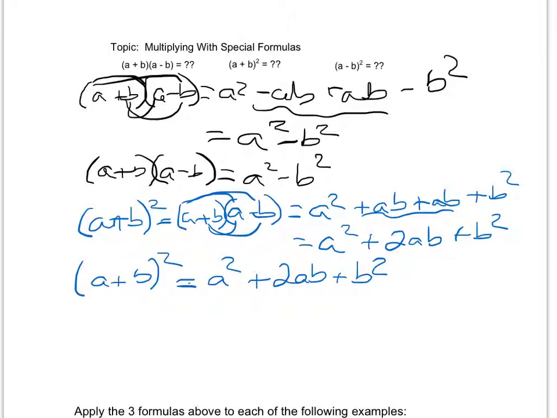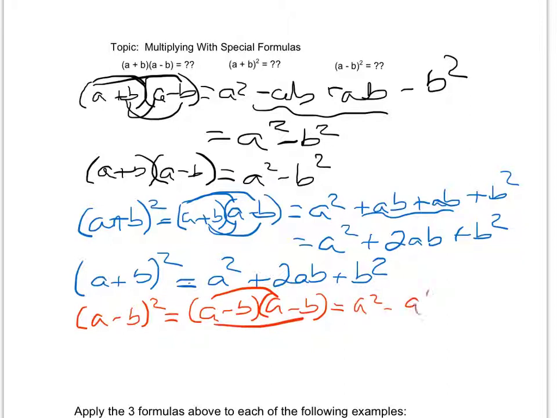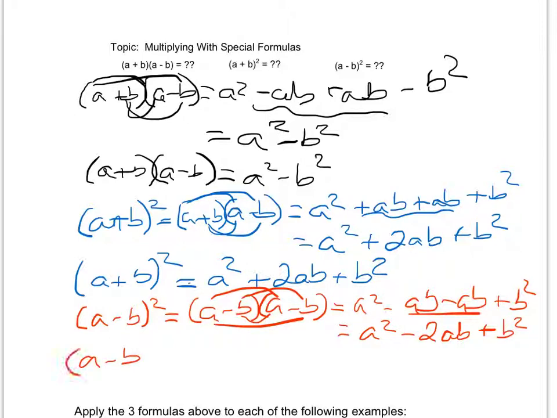Looking at my third formula, what happens if I have (a minus b) squared? Well, I know that's (a minus b) times (a minus b), which if I again FOIL, I get a squared minus ab minus ab plus b squared. Again, my middle terms combine. If I have minus ab and then minus another ab, I have minus 2ab plus b squared. So my formula for (a minus b) squared is a squared minus 2ab plus b squared.